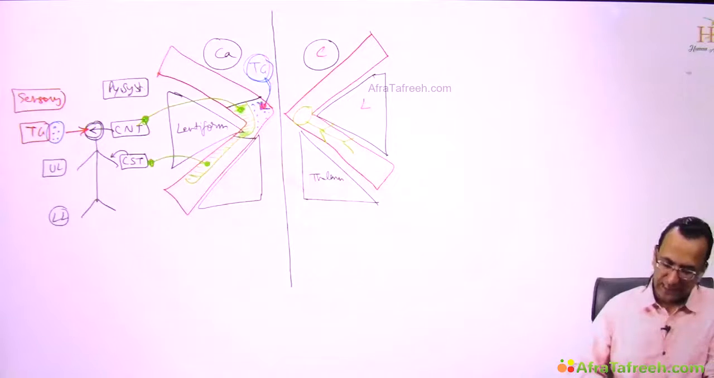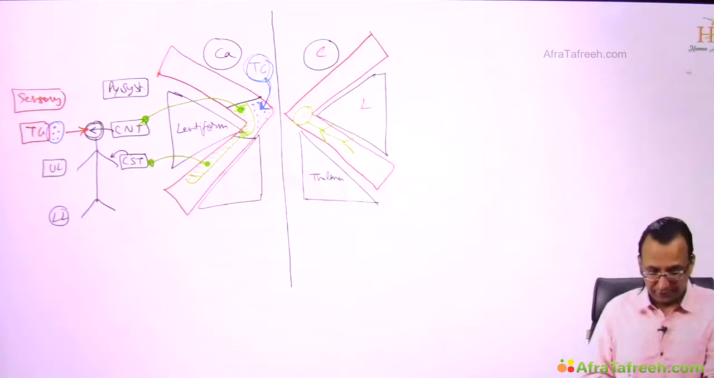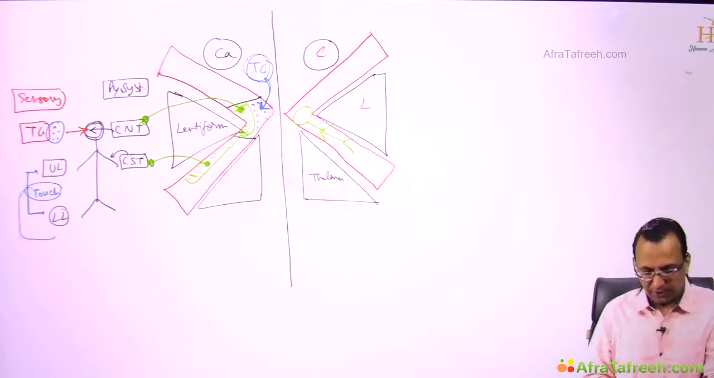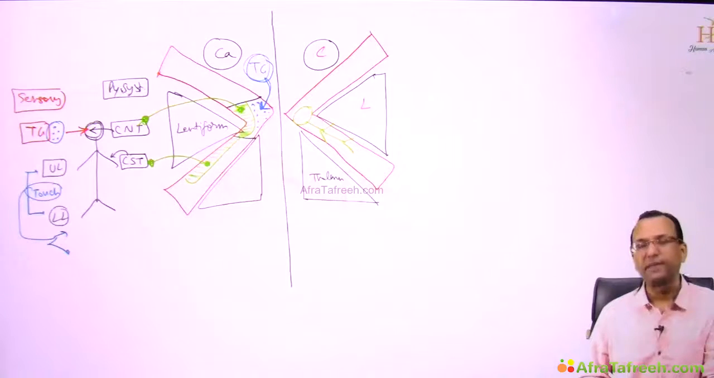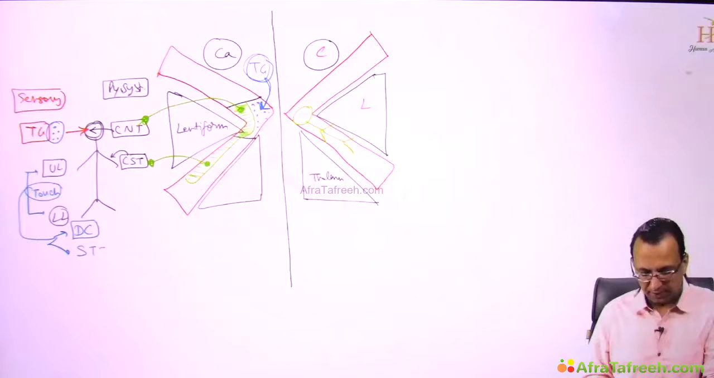what if I touch the upper limb, lower limb? If you touch the upper limb, lower limb, you will activate two tracts. What are the two tracts activated? One is the dorsal column of the spinal cord, the other is the spinothalamic tract.